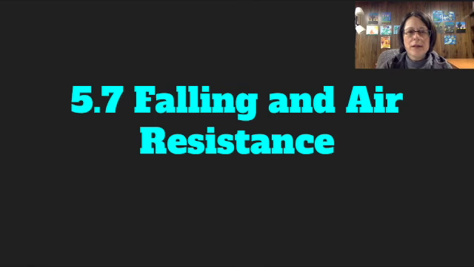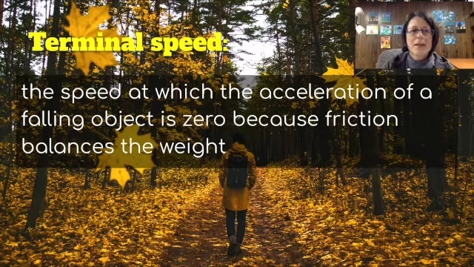So let's take a look at falling with air resistance, because there was a little lag time in his experiment. To understand that, we need to know about terminal speed. This is the speed at which the acceleration of a falling object is zero because friction balances the weight. A lot like falling leaves. Falling leaves don't fall very fast. They don't continue accelerating. They just kind of flutter in the air.